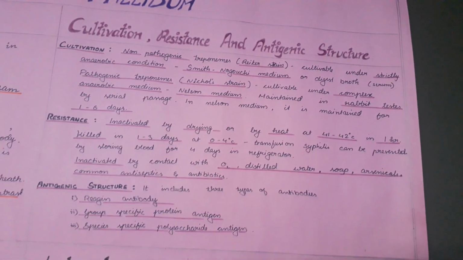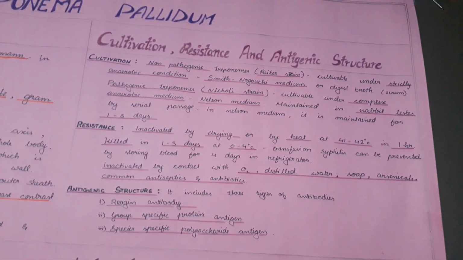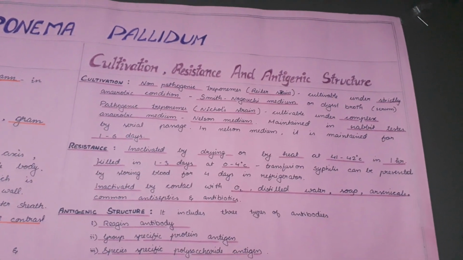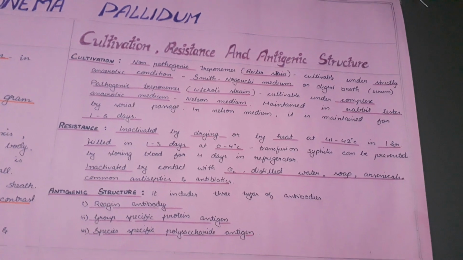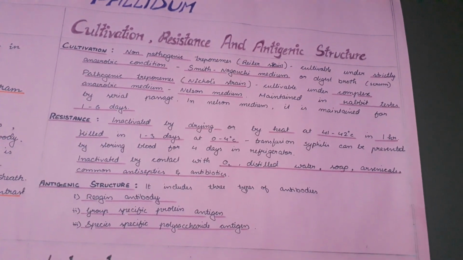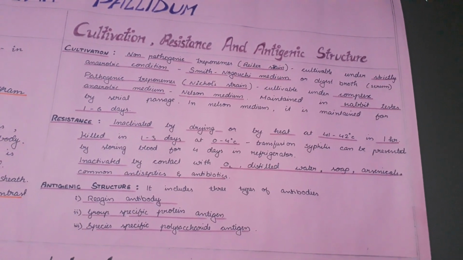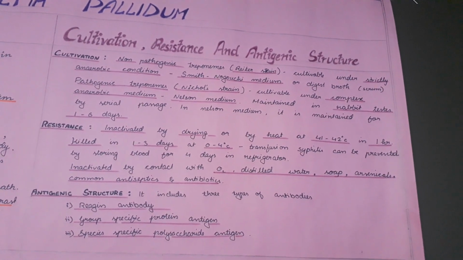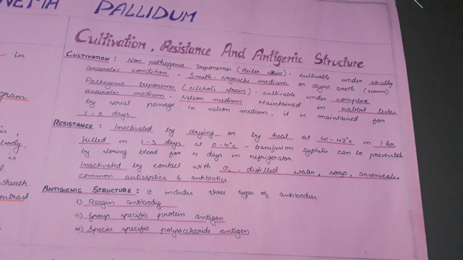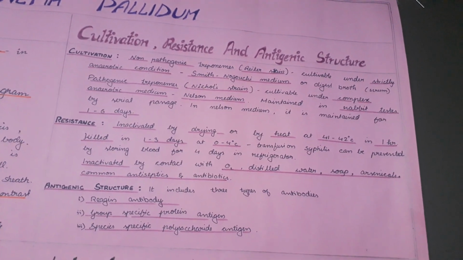Pathogenic treponemes are also called the Nichols strain. It is cultivable under complex anaerobic medium. The medium used is Nelson medium. It is maintained in rabbit testis by serial passage. In Nelson medium, it is maintained for 1 to 6 days.